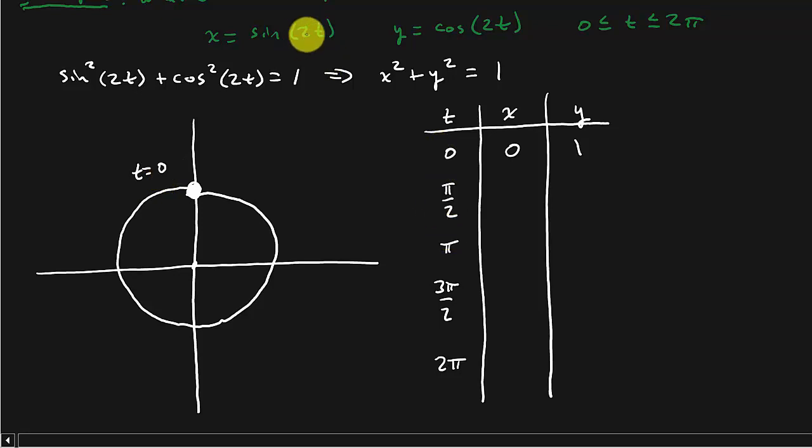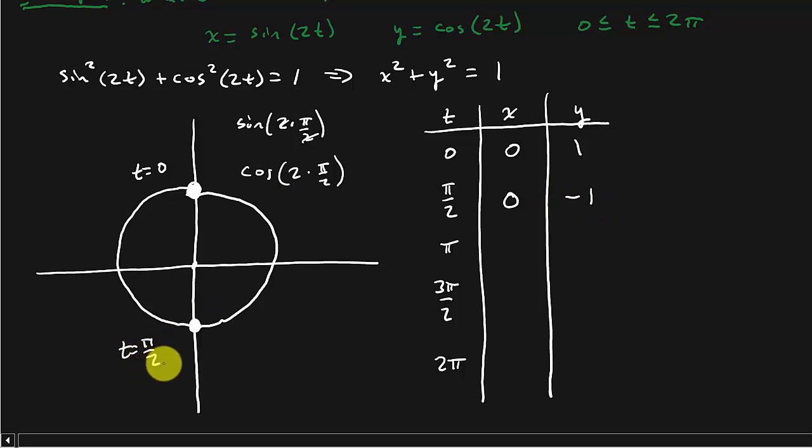Now let's plug in the pi over 2. So look at this. That's going to be, let me write it down, sine of 2 times pi over 2, right? Which is, the 2's cancel. That's going to be the sine of pi, which is 0. And then same thing here, cosine of 2 times pi over 2. That's going to be cosine of pi, which is -1. So that point is right there. So this is when t is equal to pi over 2.